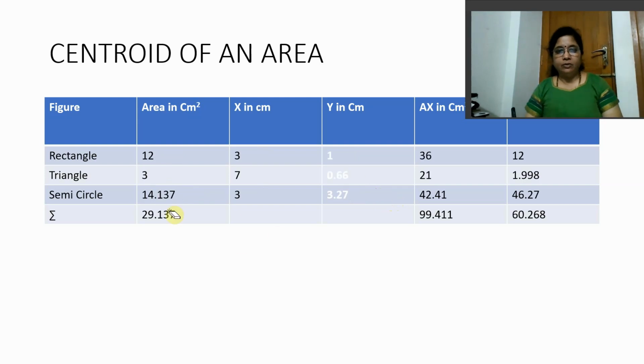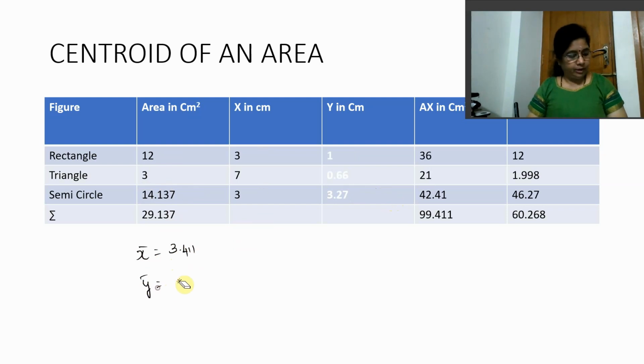You need to calculate. So, you have 3 different areas. So, what will you do? Your x bar here works out to be 3.411. You know the procedure. Y bar is going to be 2.06. So, what have I done here?